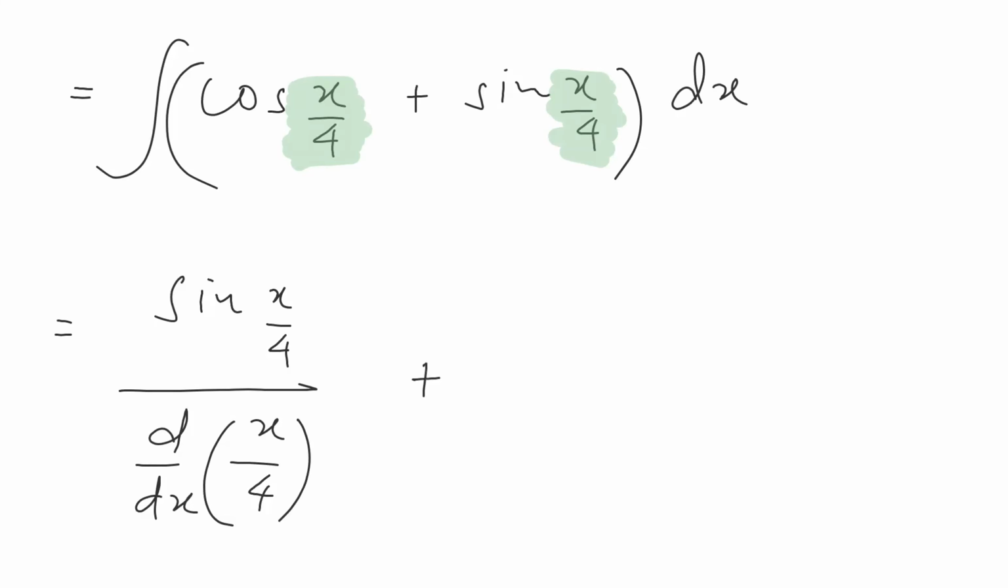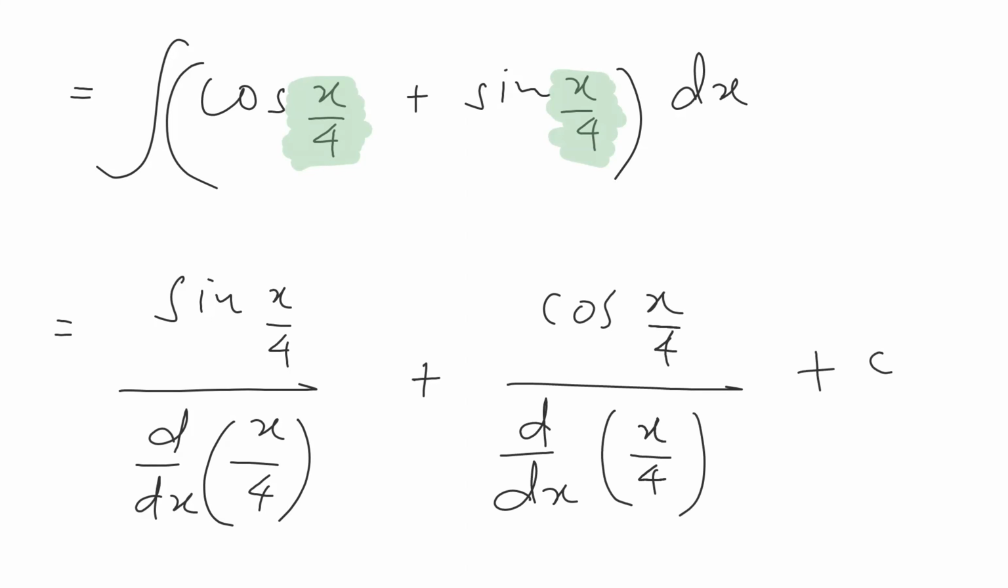Plus cos x by 4 upon d by dx of x by 4 plus c. Sine will be minus cos, I'm sorry for that. Sine will be minus cos. Then d by dx of x by 4 is 1 by 4. Then that 1 by 4, you can take a common denominator and then you can simplify further. This much is good.